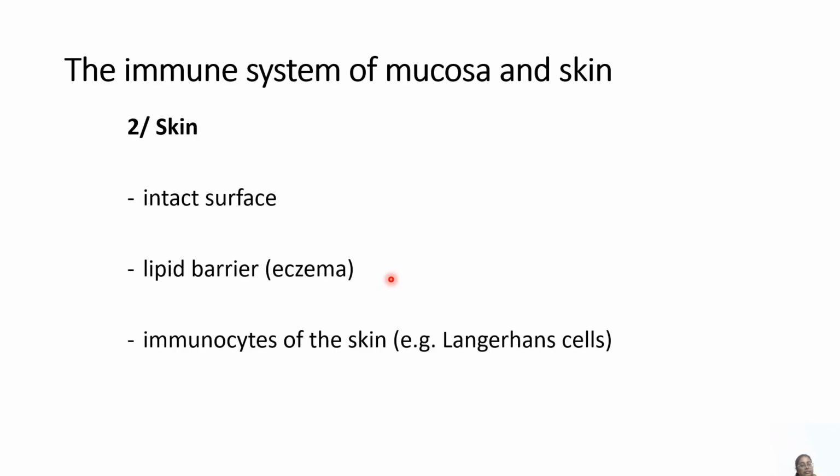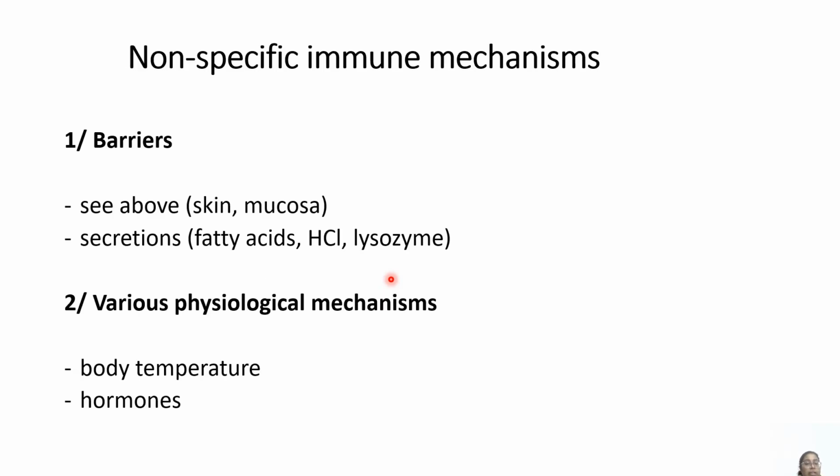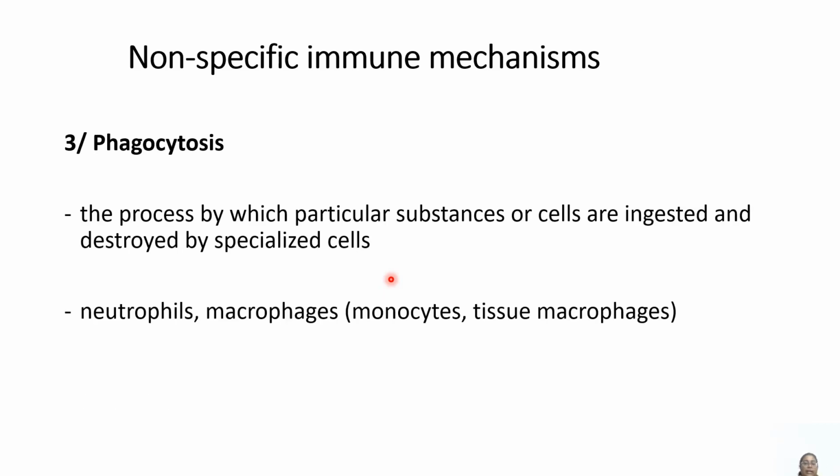Skin will be an intact surface. There is a lipid barrier, eczema, and then immunocytes of the skin, like the Langerhans cells. Now, what are the non-specific immune mechanisms? As I said, barriers like skin, mucosa, or there can be secretions like fatty acids, hydrochloric acid in the stomach, lysozyme, all of these. And various physiological mechanisms like body temperature, hormones can also act as these non-specific immune barriers.